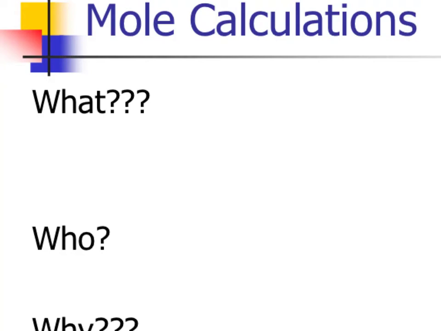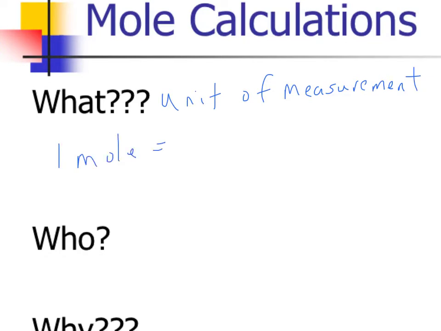What is a mole? Well, to a chemist, it's a unit of measurement. And it's a pretty big unit. Unlike a pair, which is only 2 items, or a dozen, which is only 12, 1 mole equals 6.02 times 10 to the 23rd items.